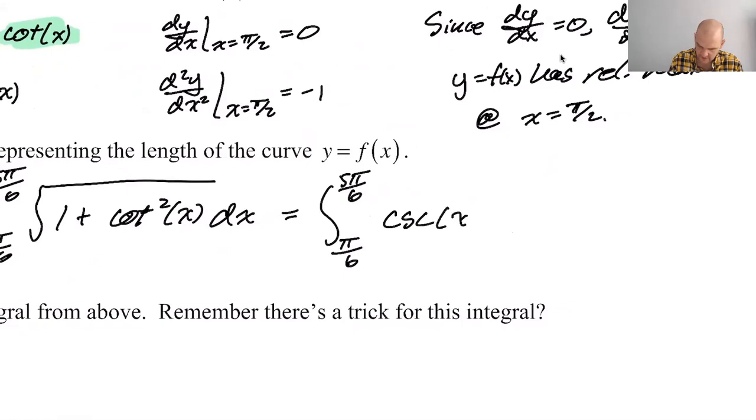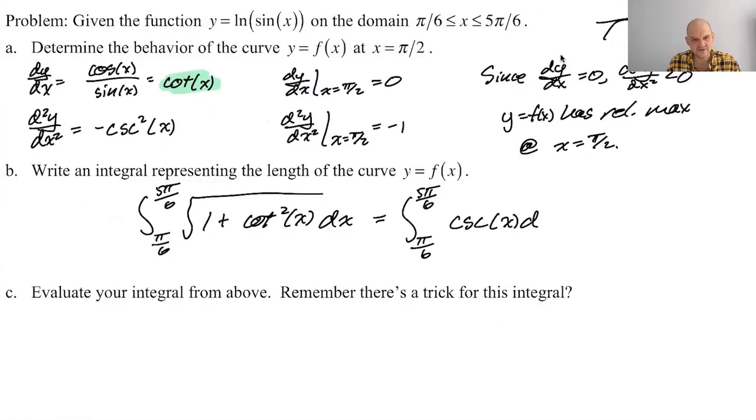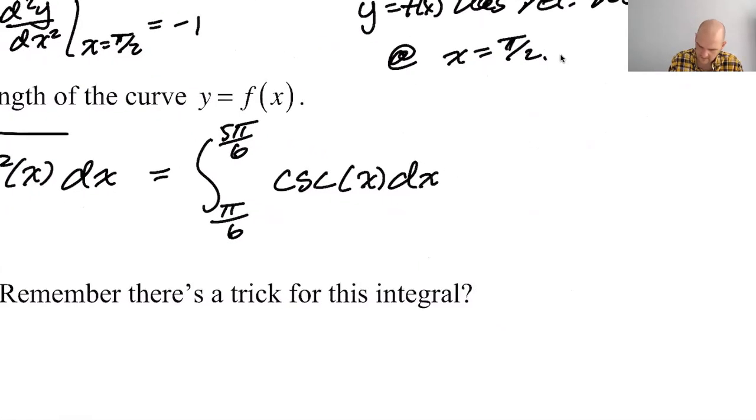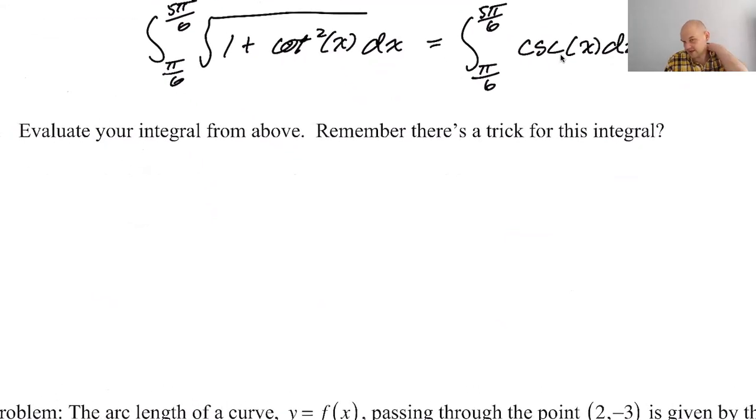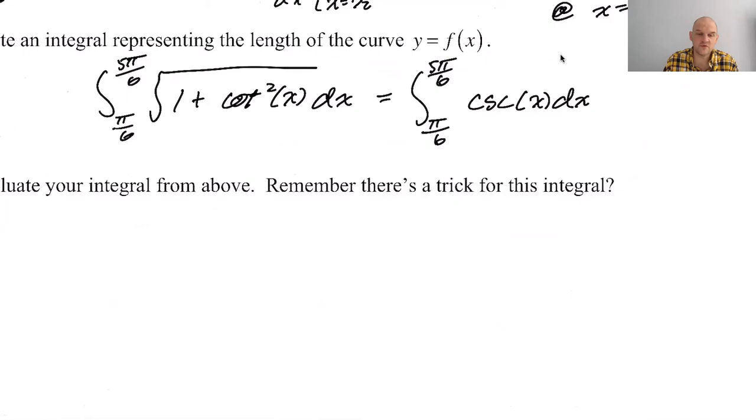So I don't remember what I was doing before I started telling you that, but 1 plus cotan squared is equal to cosecant squared. Is sine positive or negative on this interval, pi over 6 to 5 pi over 6? Sine's positive, so cosecant is positive. Now remember, there's a trick for this integral. If it was secant, you would multiply by secant plus tan over secant plus tan. Here you do cosecant plus cotan.